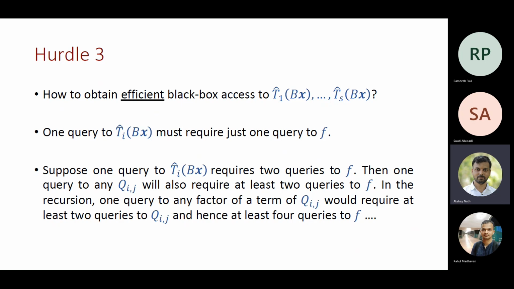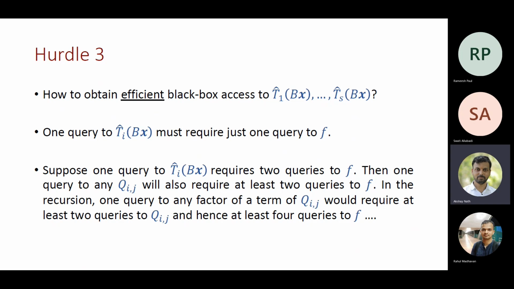So how do we obtain efficient black box access to the terms? By efficient, I mean the following. One query to a term Ti hat Bx must require just one query to F. And why is this? Well, the reason is the following. Suppose that one query to this term requires at least two queries to F. Then one query to any of its factors would also require at least two queries to F. But what are we going to do? We are going to perform ET on that factor recursively.